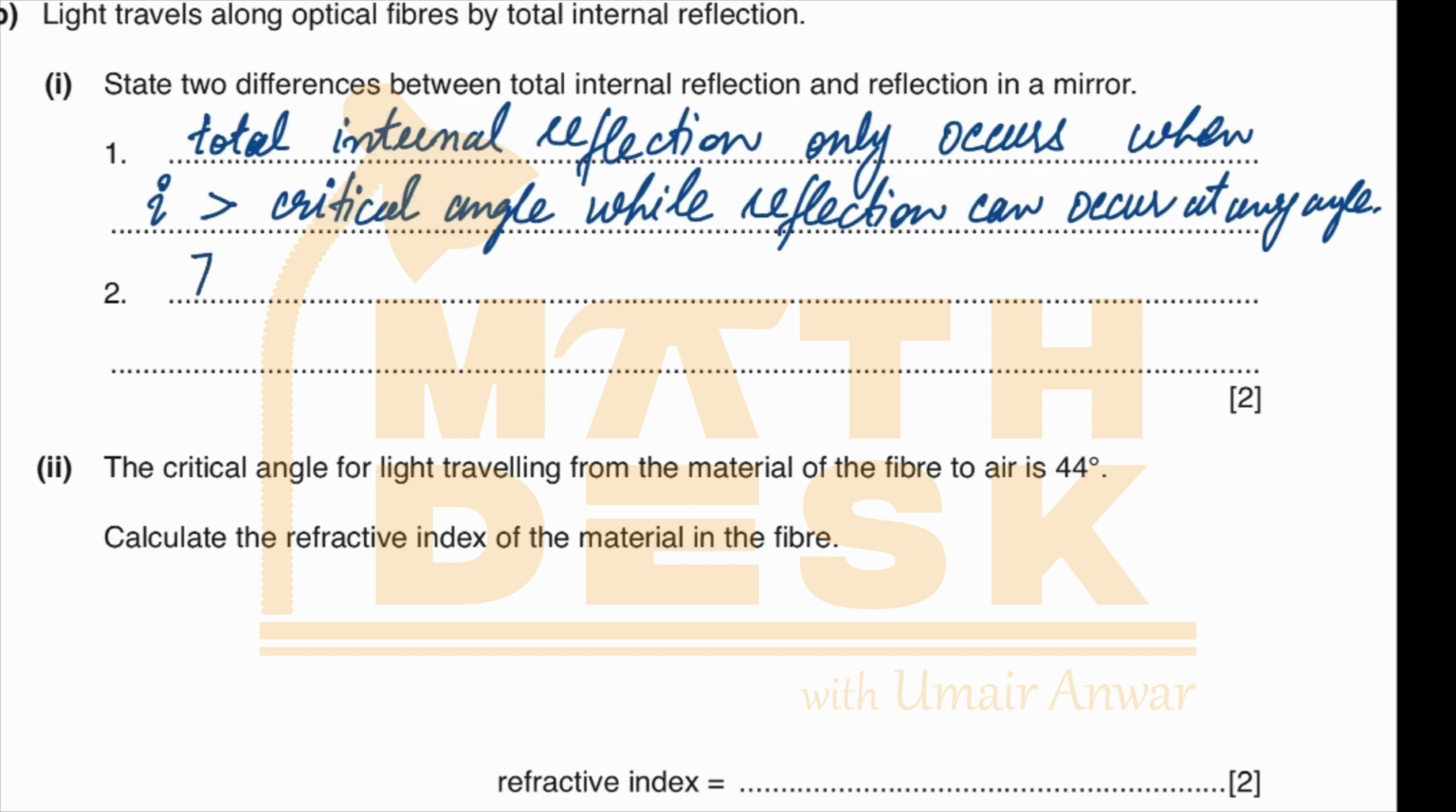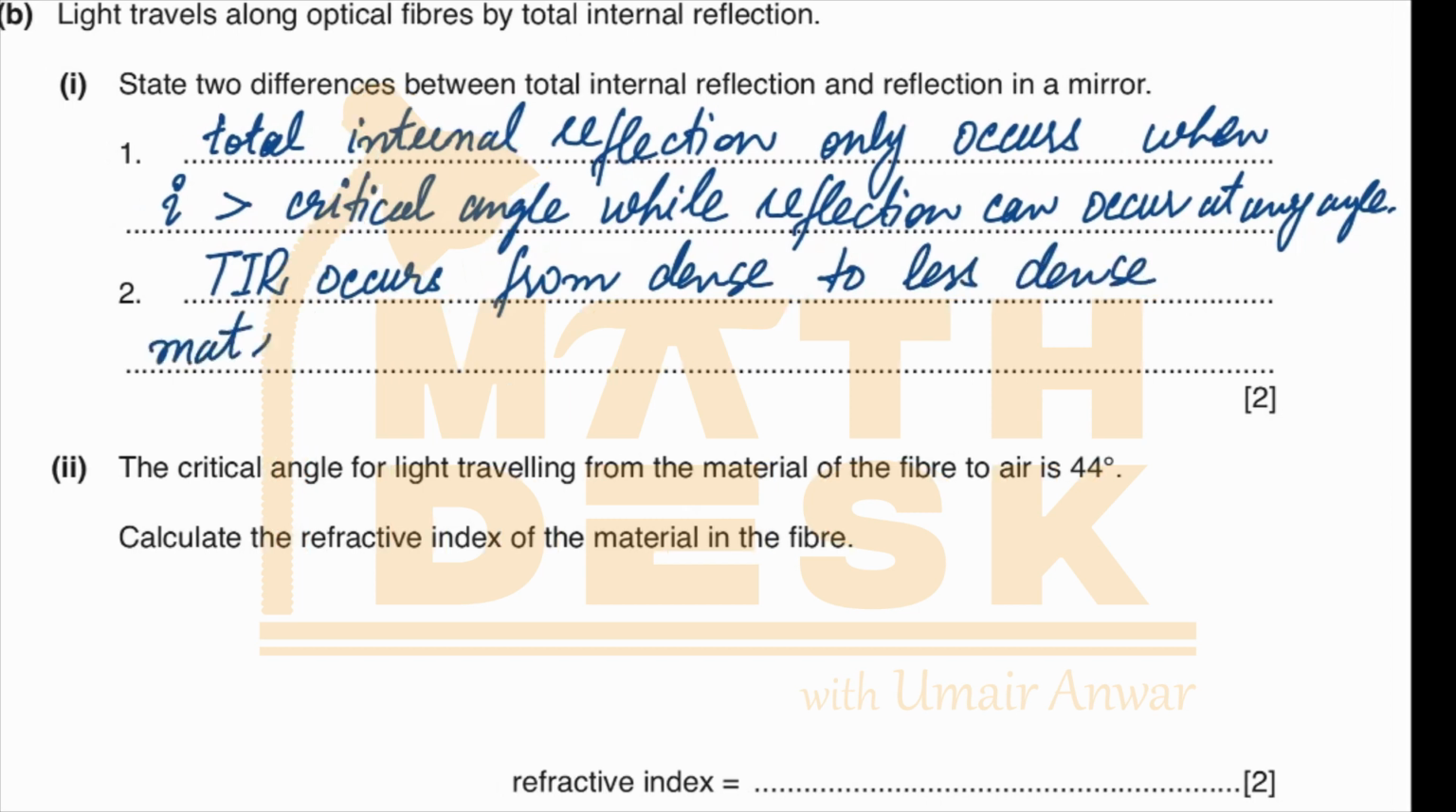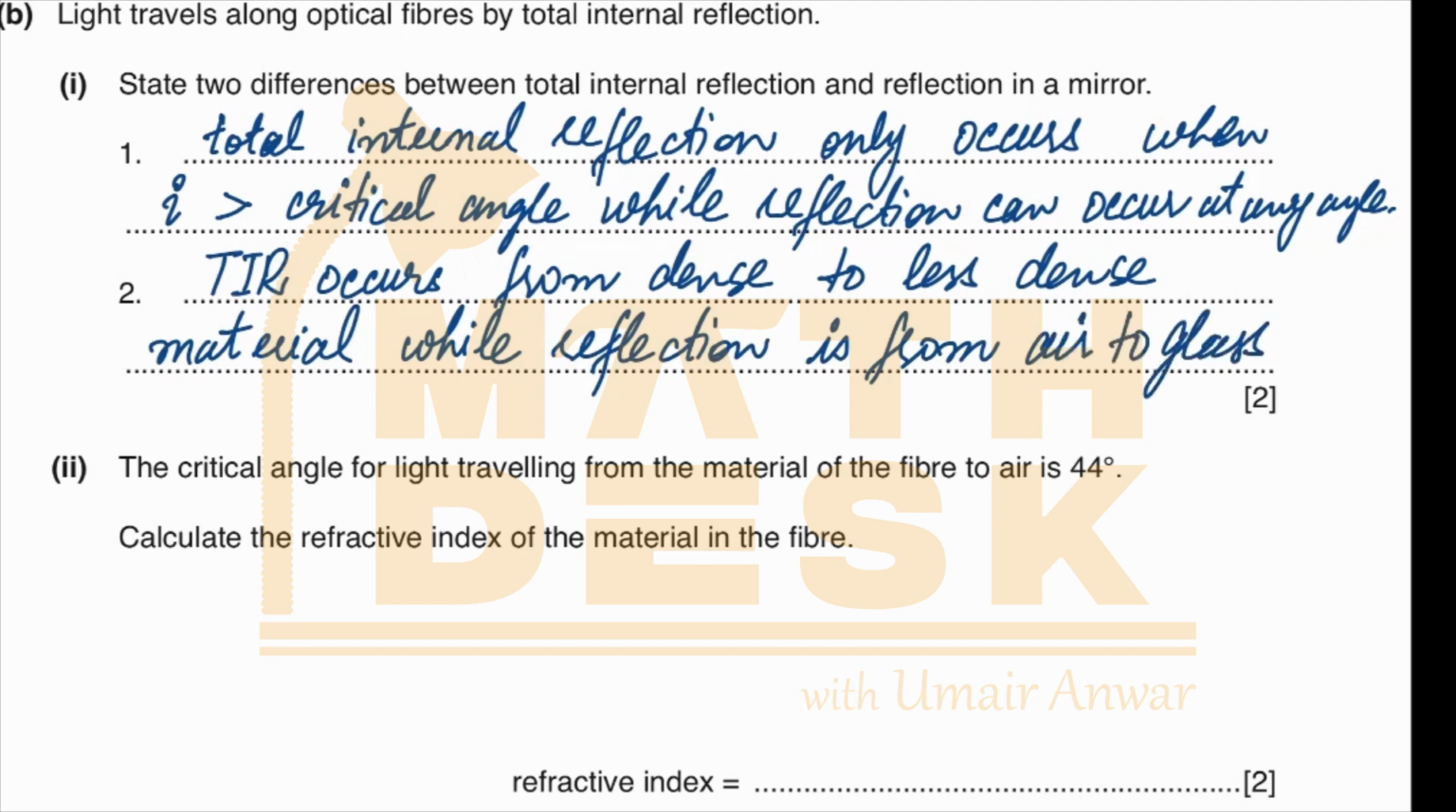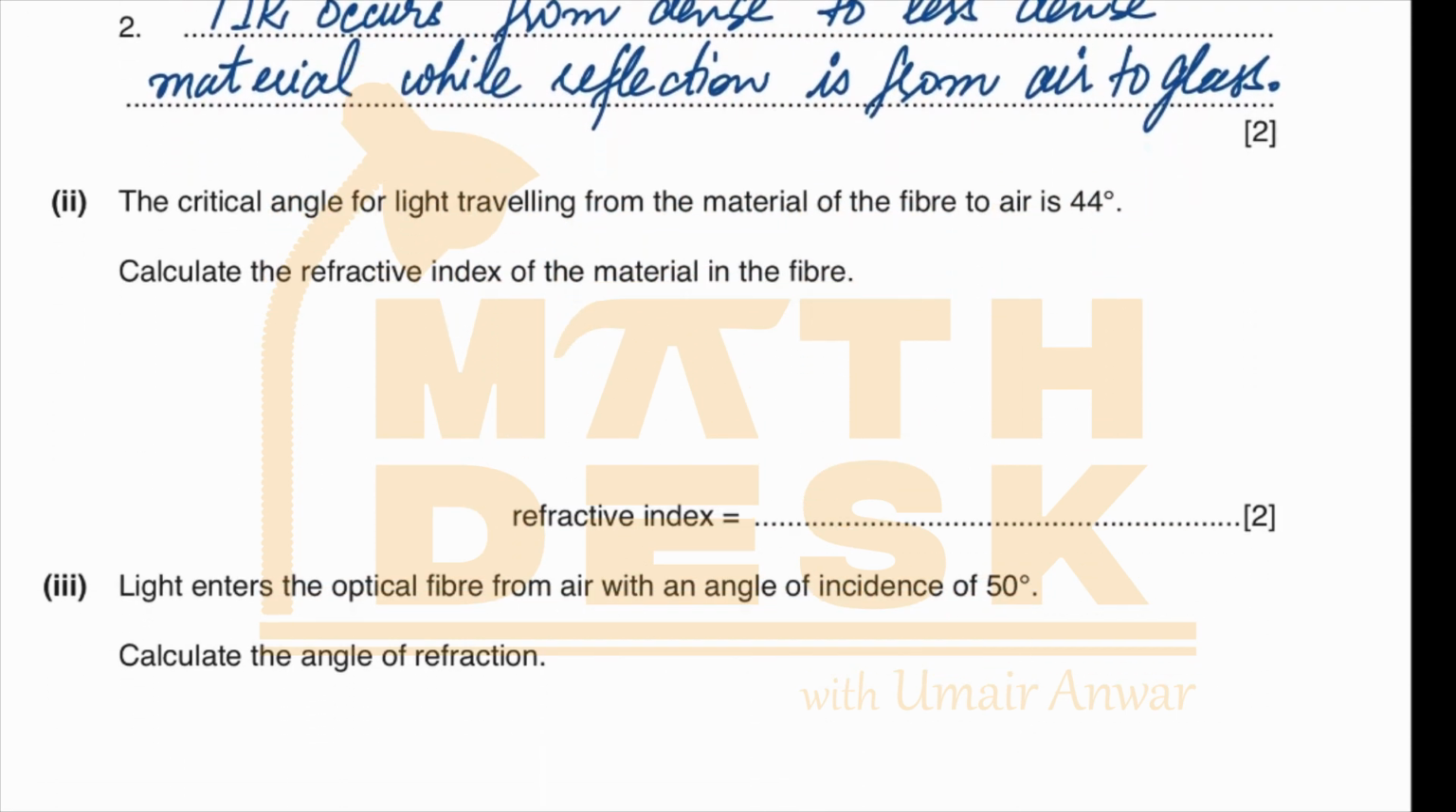Secondly, total internal reflection occurs from dense to less dense material. When the light is coming from a denser medium and entering into a less dense medium like air, while reflection is from air to glass. So the light was in a less dense medium like air, and it was reflected from the surface of the glass, which was denser medium.